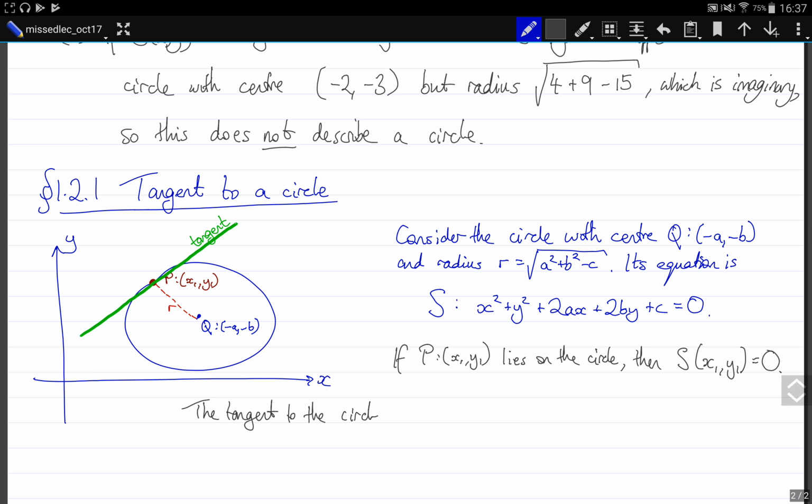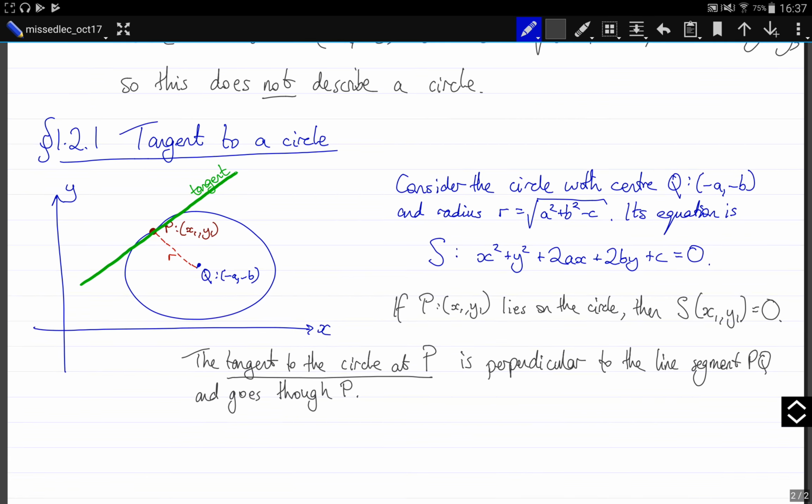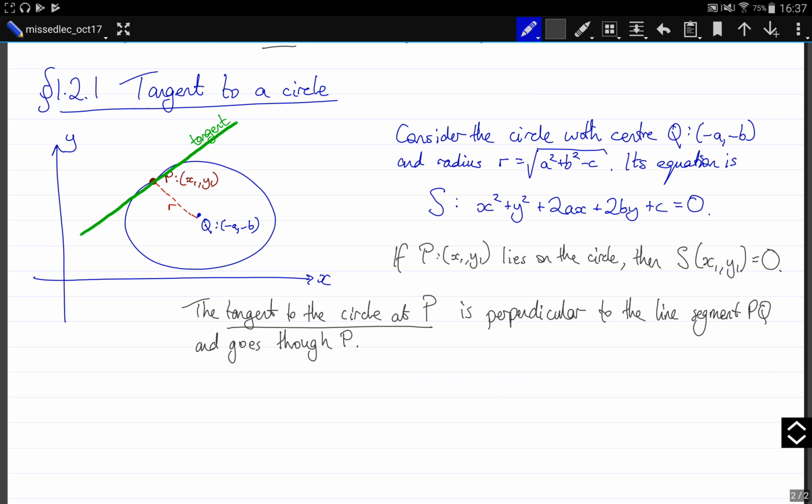The tangent to the circle at P, which is what we'd like to find, is perpendicular or orthogonal to the line segment PQ, or if you prefer, the line through P and Q. And that tangent goes through P. So that's all the information we need to define the equation of a line.